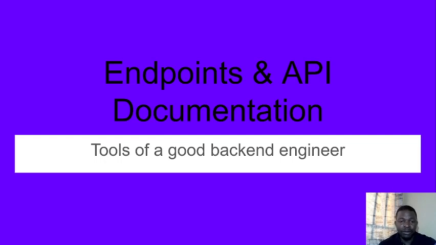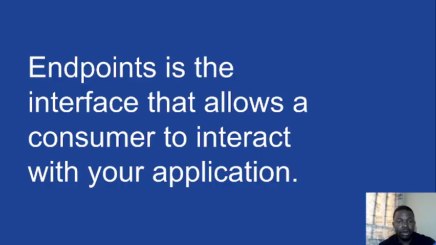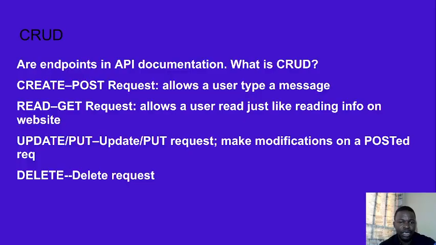For instance, one of them is CRUD. CRUD: C is for create, that is post. R for read, that is get, that handles the get request. U for update, that handles your put or patch request. Then D for delete, if you want to delete a resource. Well, the endpoint is an interface that allows the consumer to interact with your application.